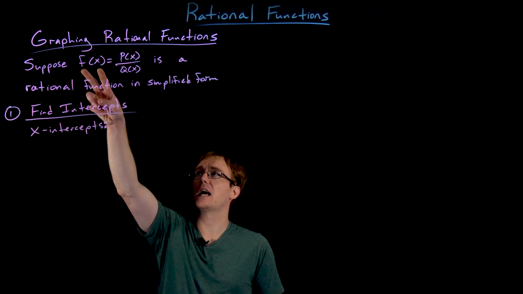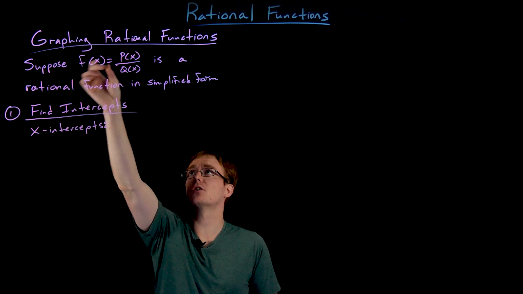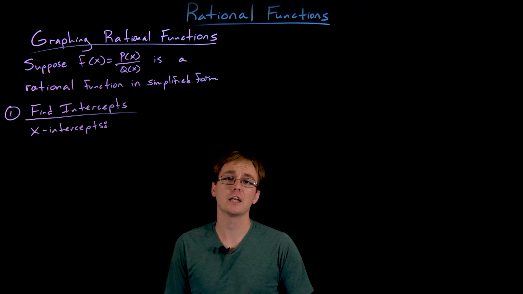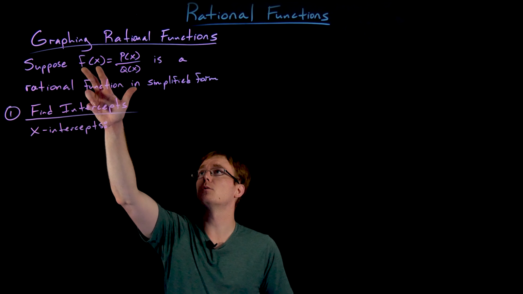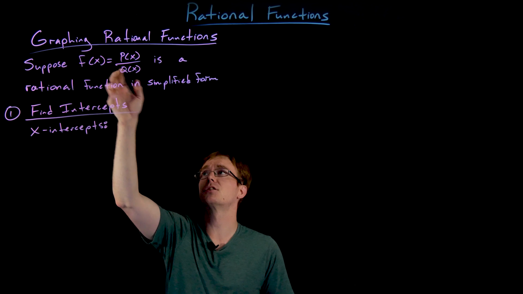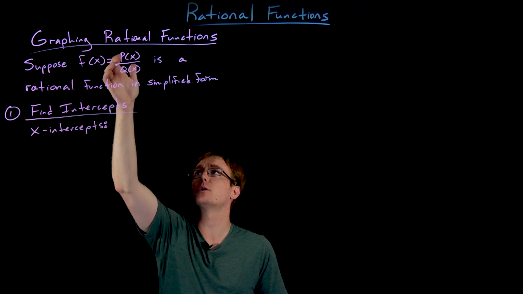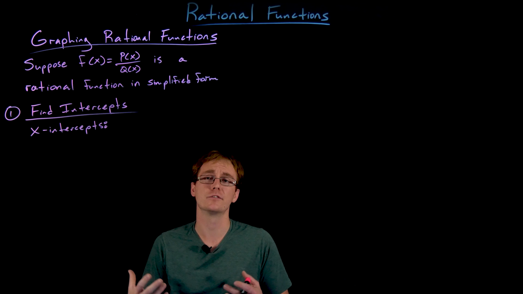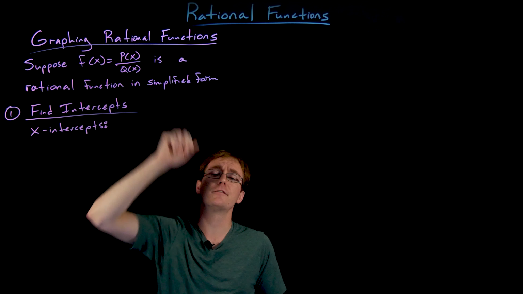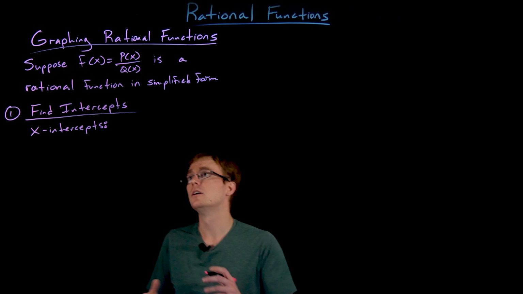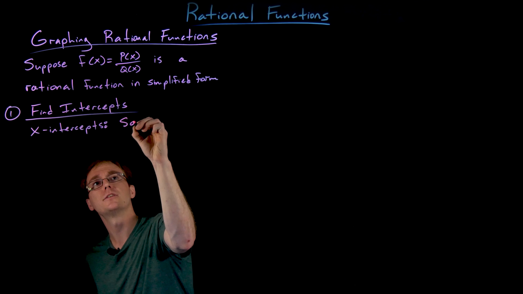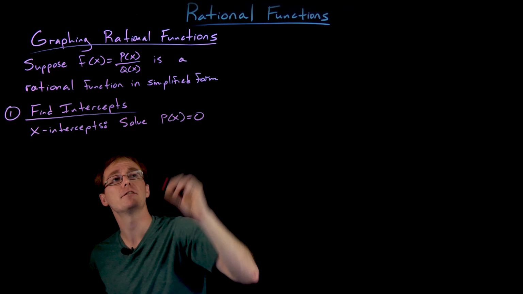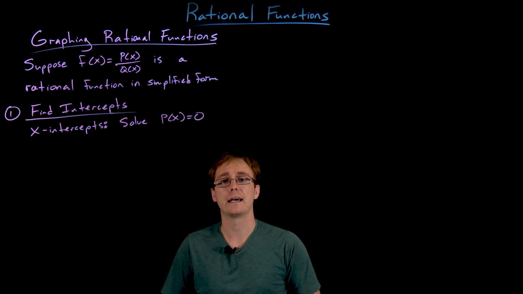Well, if we set our function f of x equal to 0 here, we get 0 is equal to p of x over q of x. But the only way we can get an output of 0 from a quotient is if the numerator is equal to 0. So if we want to find the x-intercepts of our rational function, we just set our numerator, or p of x, equal to 0 and solve that equation.